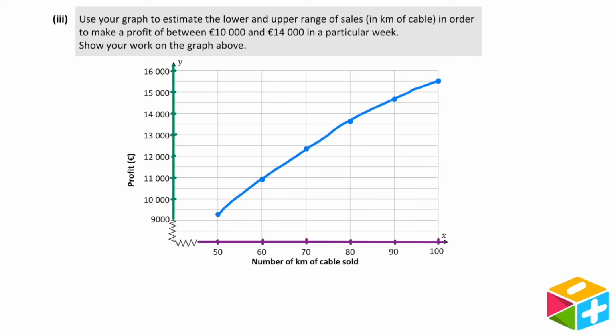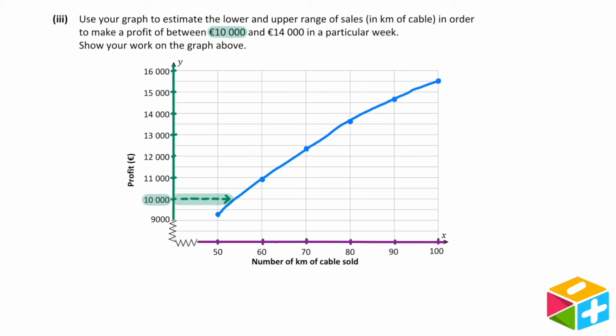Use your graph to estimate the lower and upper range of sales in kilometers of cable in order to make a profit of between €10,000 and €14,000 in a particular week. Show your work on the graph. The lower bound of the profit that we're given is €10,000. We can use our graph to estimate the number of kilometers of cable sold, which corresponds to this profit.